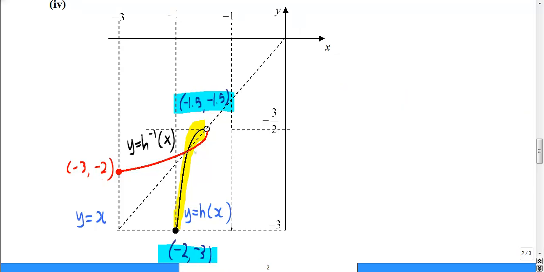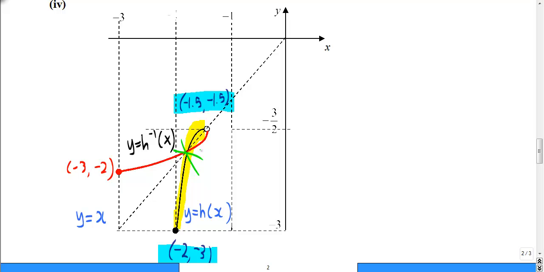Okay, so now we are at the last part of the question. Explain why the x-coordinate of the point of intersection of the curves in part 4 satisfies the following equation. So you know that the curves y equals h(x) and y equals h inverse(x) will only intersect at the line y equals x. So this means that we are actually trying to find this point.